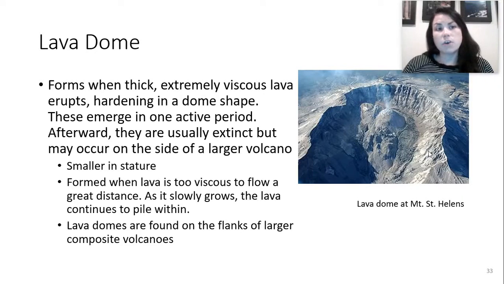Okay, last is lava dome. This forms when thick, extremely viscous lava erupts and hardens in a dome shape. These emerge in one active period. And afterwards, they're usually extinct, but may occur on the side of a larger volcano. And lava domes are typically a bit smaller. They're formed when lava is too viscous to flow a great distance.